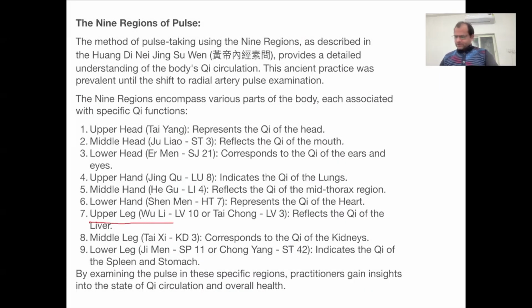So upper leg pulse, liver 10 or liver 3, will reflect the chi of the liver, जो हमारे liver की chi को reflect करती है, and genital part, upper leg. Then the middle leg pulse, kidney 3, which is telling the condition of kidney chi, जो kidney की ऊर्जा को बताता है. We know the kidneys connect the bones and many other problems.